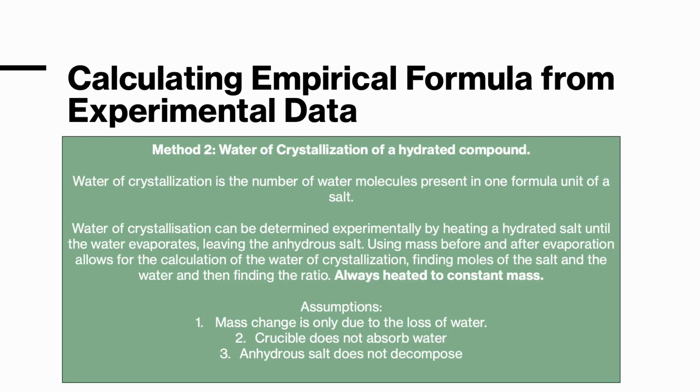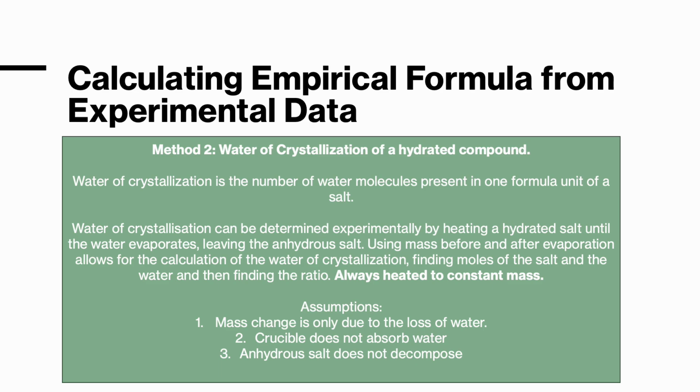The next method is the water of crystallization of a hydrated compound. The water of crystallization is the number of water molecules that are present in one formula unit of a salt. It can be determined experimentally by heating a hydrated salt until the water evaporates off. It's noteworthy that this process needs to be continued until the remaining salt is at a constant mass, which shows that all the water has been evaporated, and this just leaves the anhydrous salt.